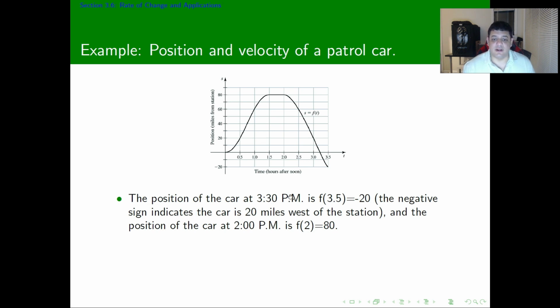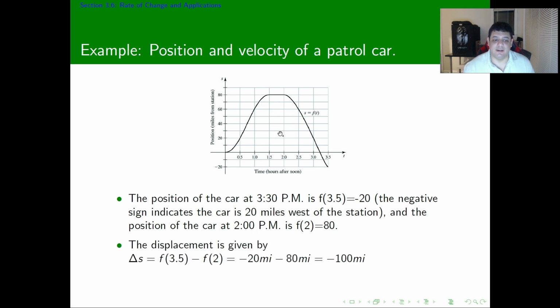Now, the position of the car at 3:30 is minus 20, and that negative sign indicates that the car is 20 miles west of the station, and the position of the car at 2 p.m. was 80. So we can calculate the displacement between these two moments, the change in position, which is f of 3.5 minus f of 2, and that's going to be minus 20 miles minus the positive 80, which gives me minus 100 miles.